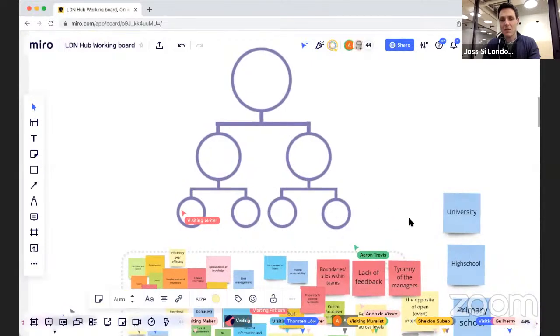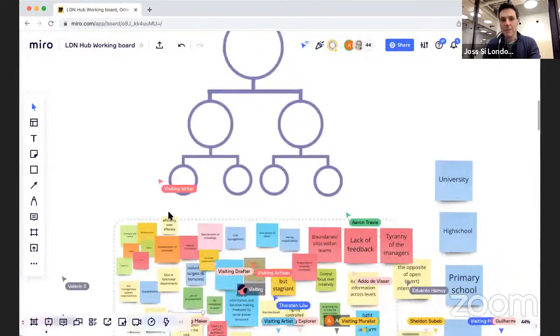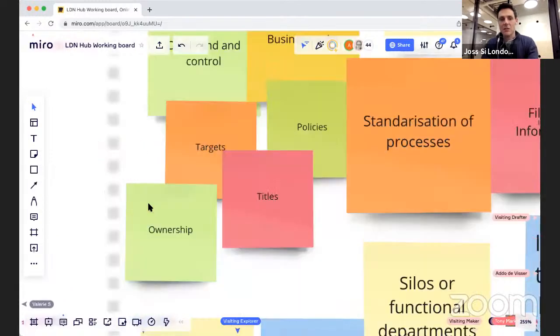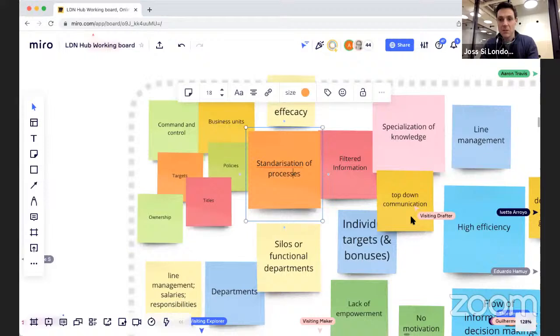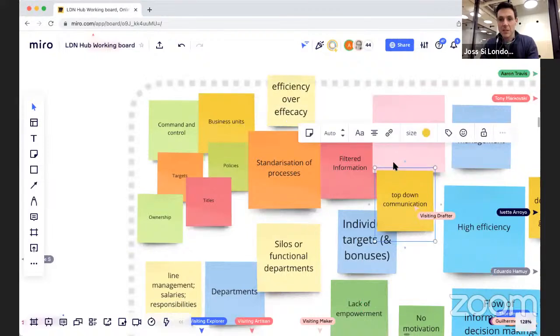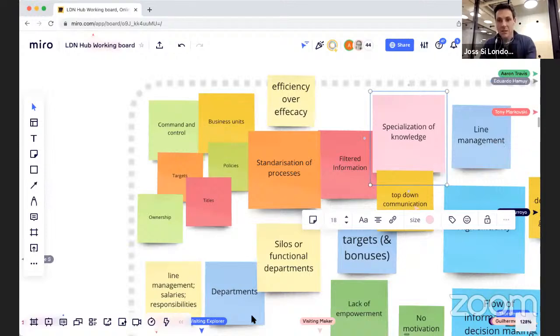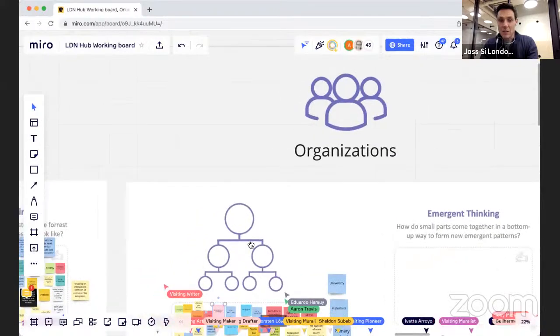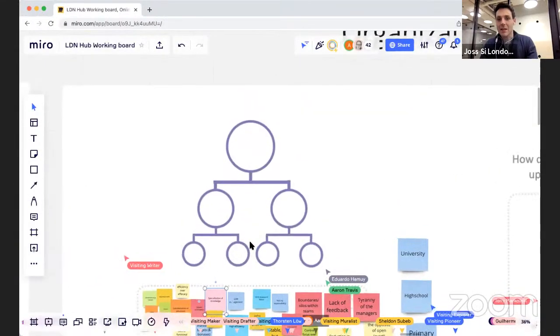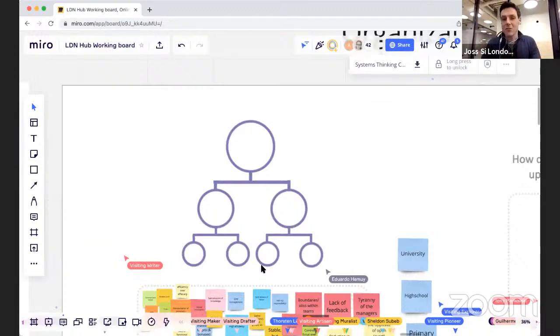We end up with all these silos here that create certain structure: ownership, titles, policy, targets, business units, standardization of processes, top-down communications, specialization, departments. Great. Well done. And again, we know that's kind of what our world looks like, right? If you looked at the organizational structure for an enterprise or a government or a university, it would look something like this, and it's very reflective of this reductionist way of looking at the world.